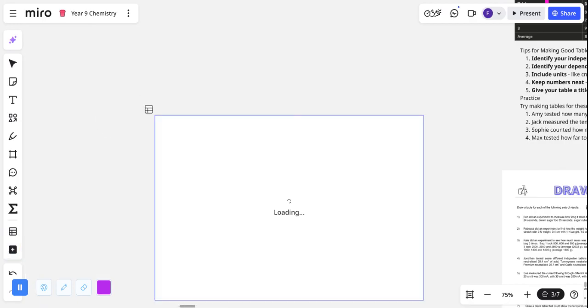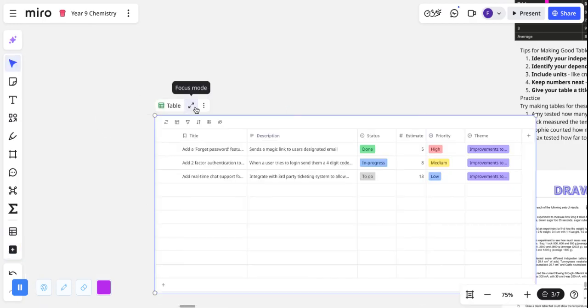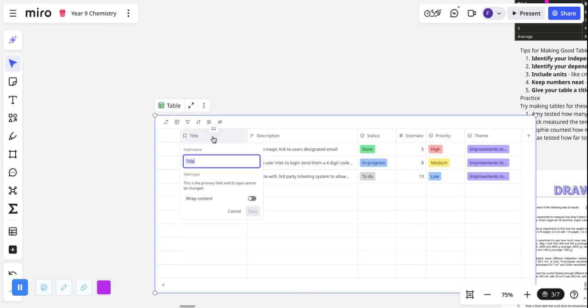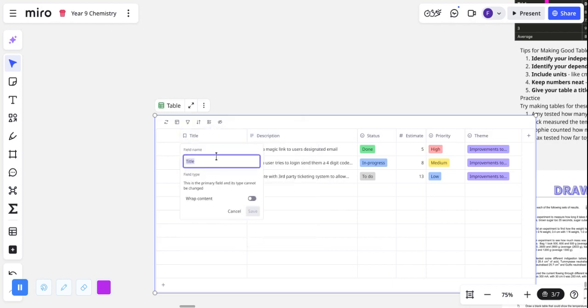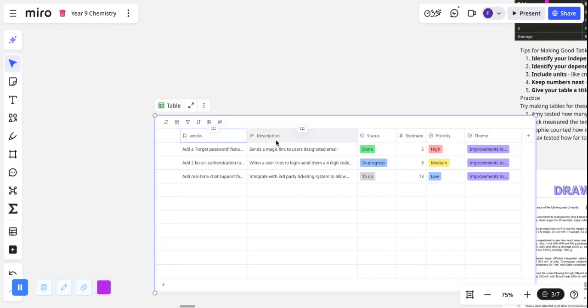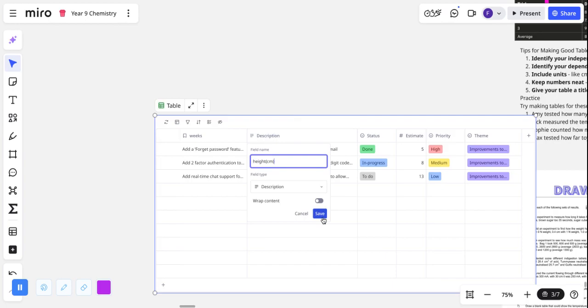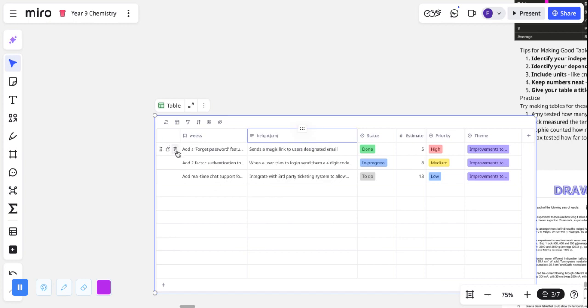All right. Can I change that title? Oh, I can change the title. So I could put in there weeks. Why did that not change? I changed that to weeks. Do I have to click save? Oh yeah. So weeks, and this would be height of plant in centimeters. Oh, that's interesting, isn't it? There we go. I can very quickly delete these.